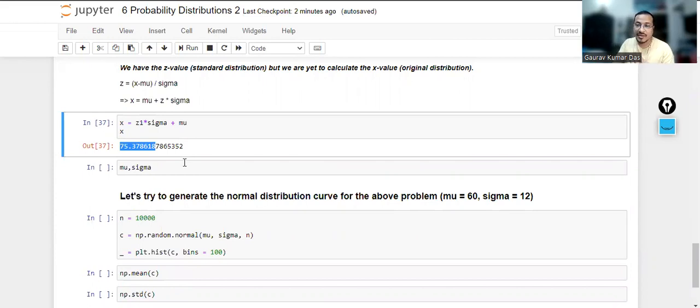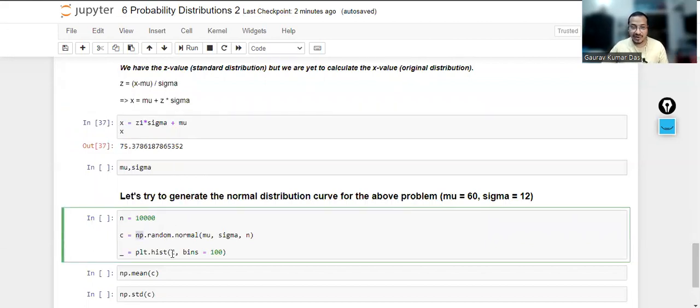distribution curve based on mu and sigma, right? How? I can simply generate it based on the NumPy module. np.random.normal requires three parameters: mu, sigma, and n. Mu and sigma are the parameters of a normal distribution. So np.random.normal(mu, sigma). Well, we also have to define the number of data points which we want.